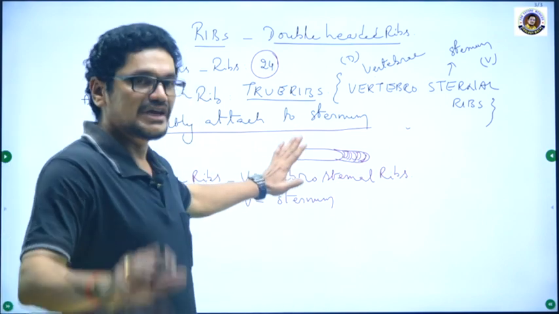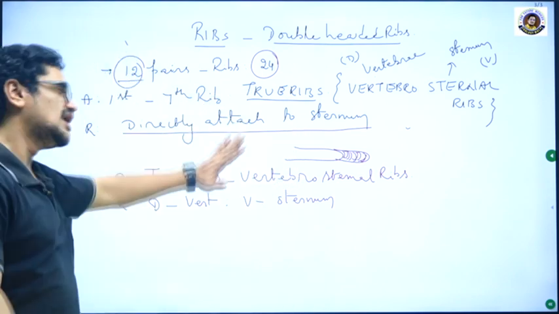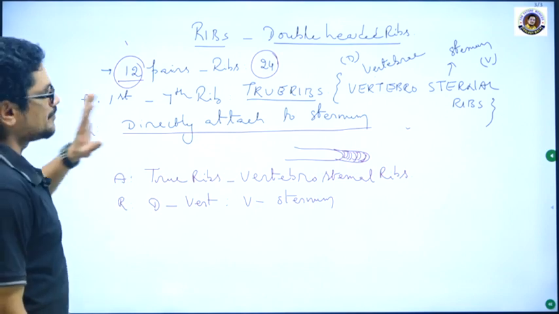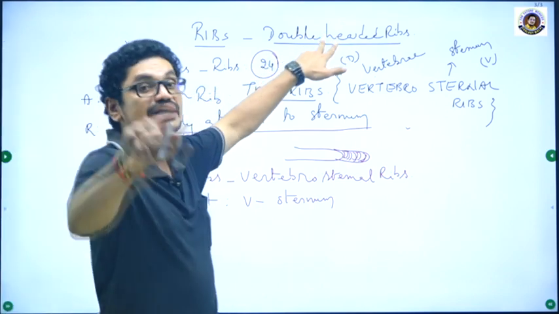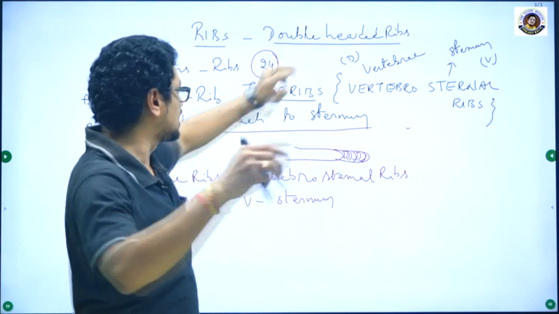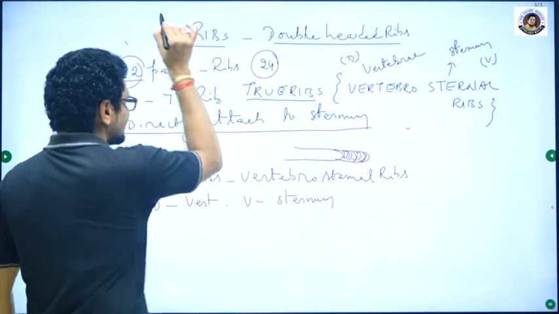But this is the reason in the NEET model, this is sufficient. Okay. And then I have mentioned here double-headed ribs are present. Why are they called double-headed ribs? You can frame one more assertion reason here.